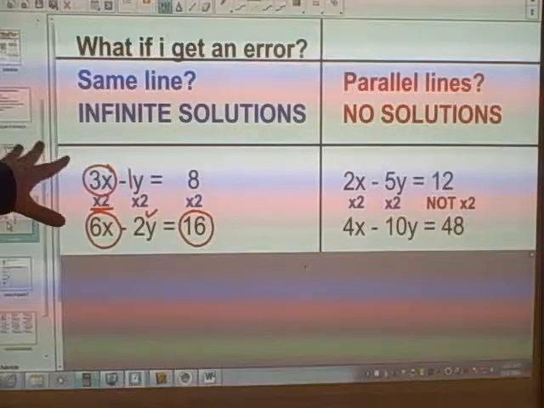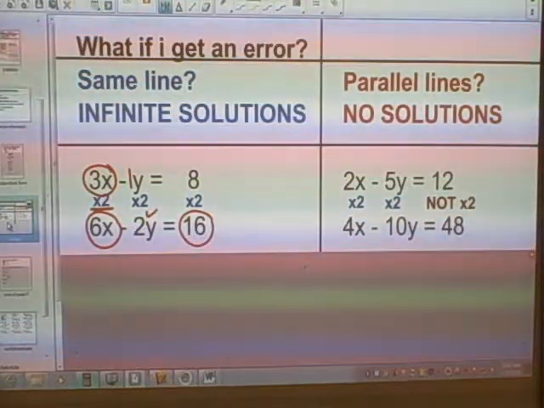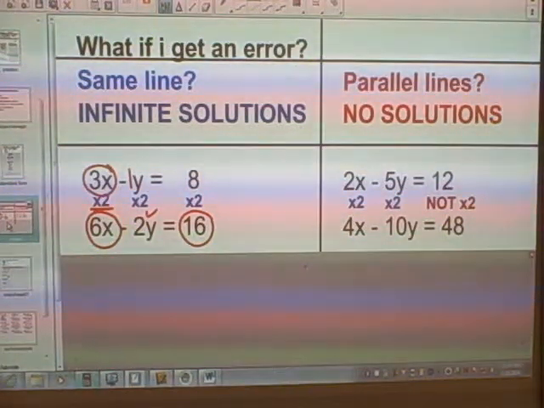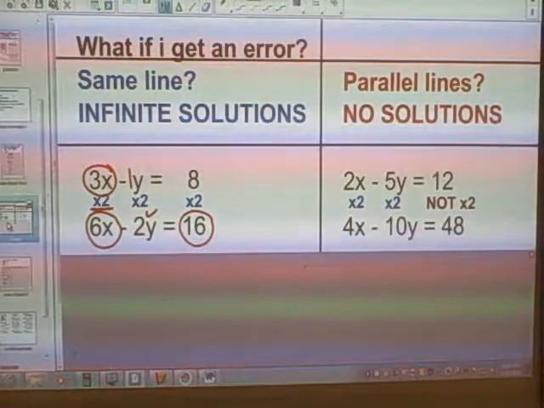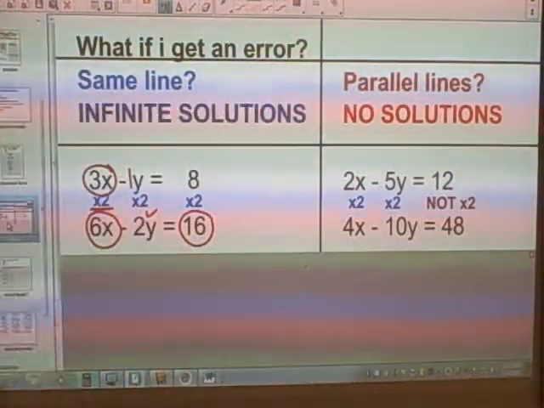So anytime you get that math error, it's going to be one of those two cases, and you just have to do a little bit of inspection. Is one equation a multiple of the other? If it is, infinite, and if it's not, then we can say no solution.